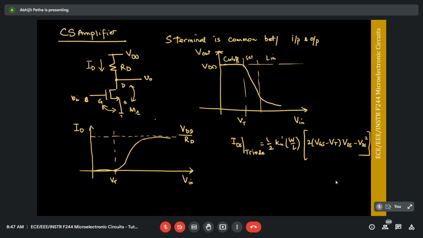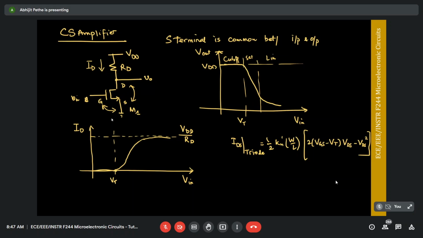Depending on how far you push the transistor, how far you increase VGS, as you keep increasing VGS higher and higher, eventually this VDS is going to keep dropping smaller and smaller. But asymptotically, the current is going to approach VDD by RD, but it's never going to reach that point. It is going to be close to VDD by RD if your VGS is very, very high. Is that clear? Yes, I got it.